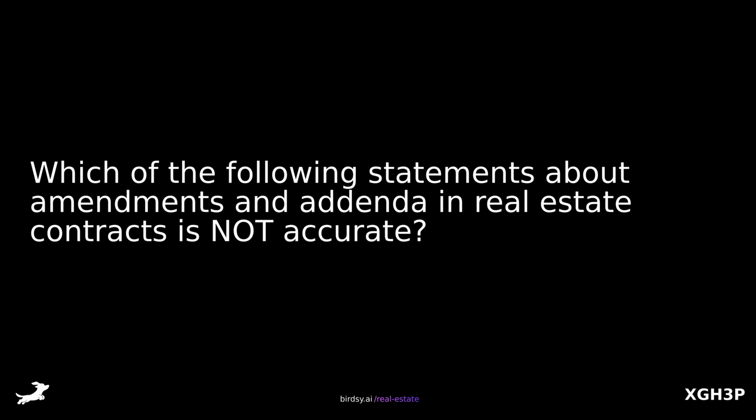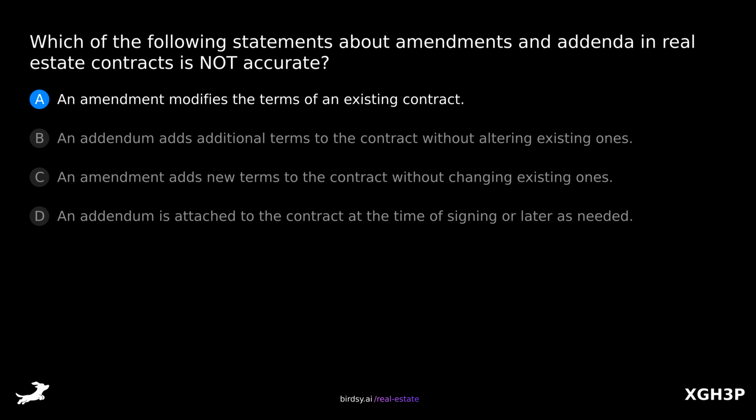Which of the following statements about amendments and addenda in real estate contracts is not accurate? Is it A, an amendment modifies the terms of an existing contract? B, an addendum adds additional terms to the contract without altering existing ones. C, an amendment adds new terms to the contract without changing existing ones. Or D, an addendum is attached to the contract at the time of signing or later as needed.